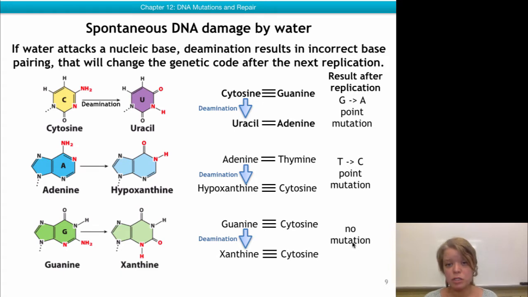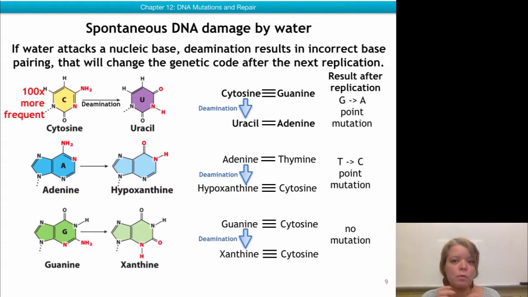However, when adenine is deaminated to hypoxanthine, the hypoxanthine molecule will no longer base pair with thymine, but will form 3 base pairs with cytosine, resulting in a T to C point mutation in the sister strand.